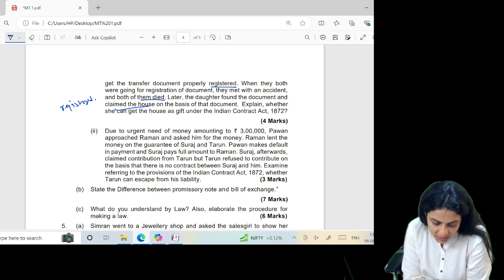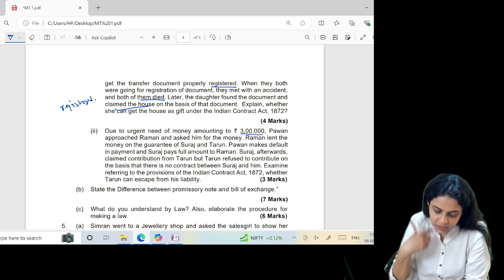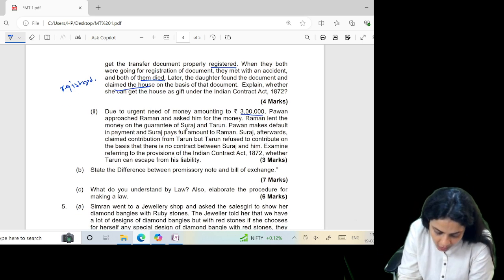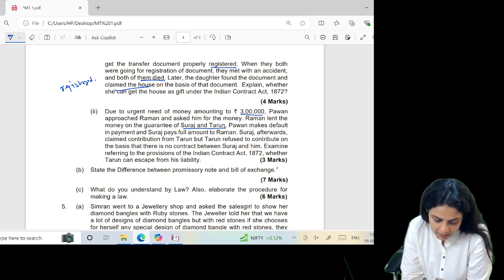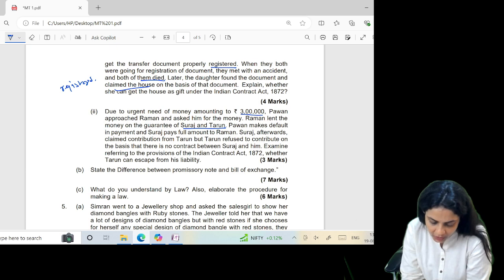Due to urgent need, Pawan approached Raman and asked him for money. Need of money of 3 lakh. Pawan approached Raman and asked him for the money. Raman lent this money on the guarantee of Suraj and Tarun. Pawan makes default in payment and Suraj pays the full amount to Raman.